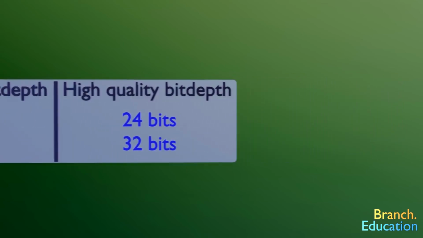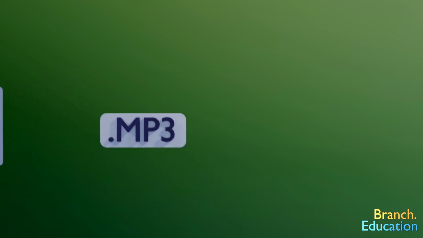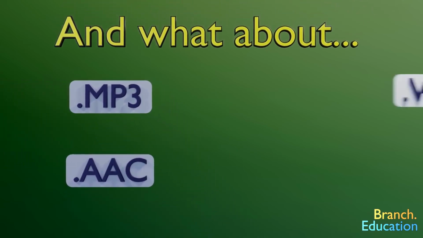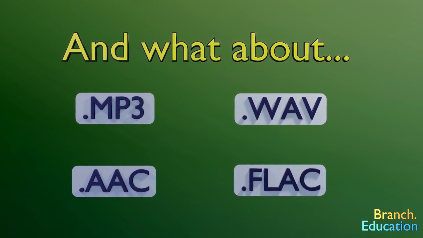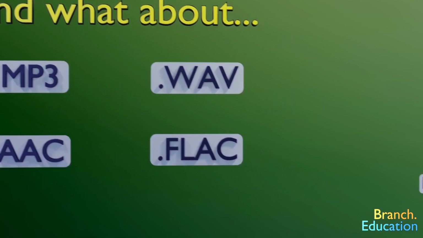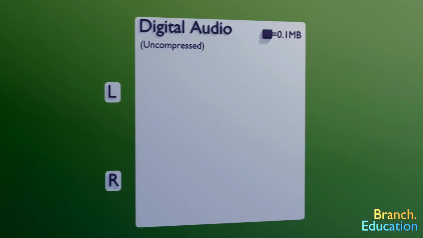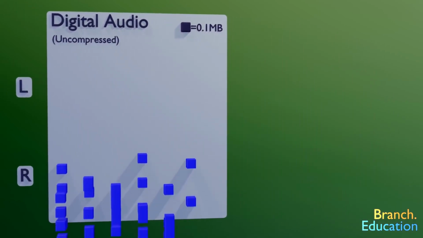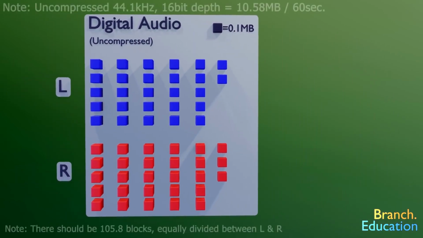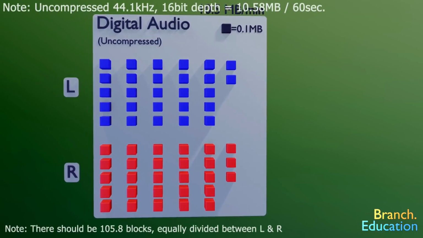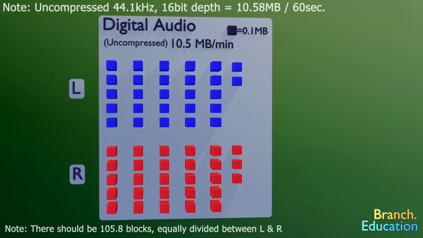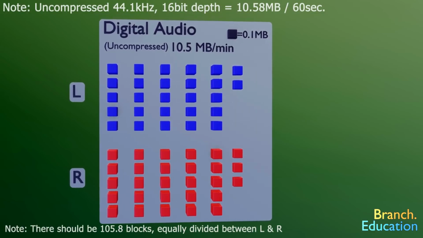Okay, so if you came to this video wondering about MP3, AAC, WAV, FLAC, or other audio file formats, we'll briefly talk about them here. Digital audio data, which is this long list of 16-bit values at 44.1 kHz, is uncompressed and takes up a lot of space at around 10.5 megabytes per 60 seconds of 2 channels of audio.